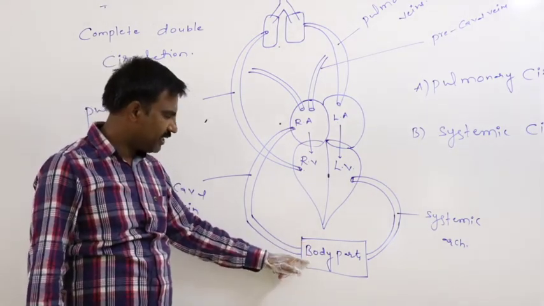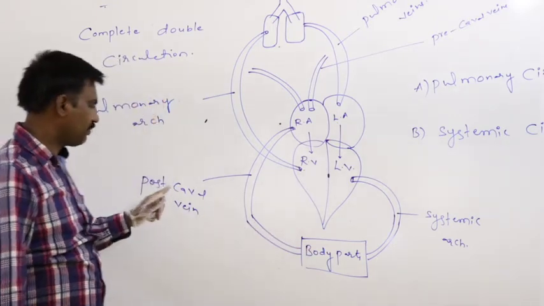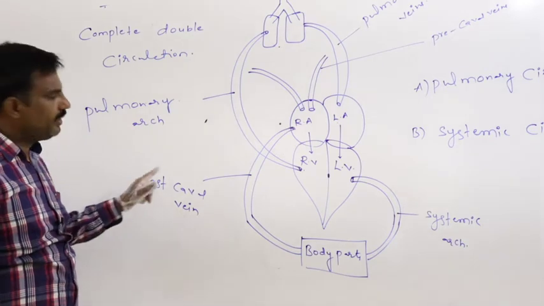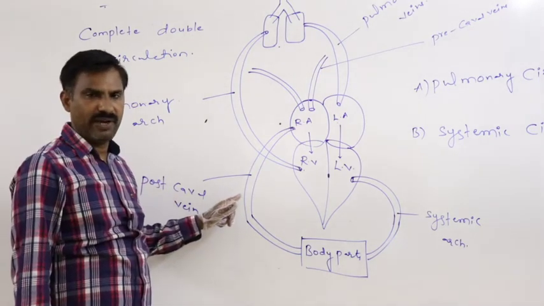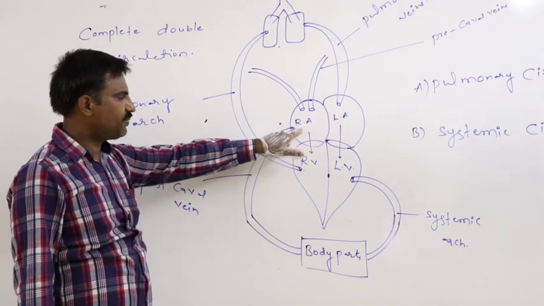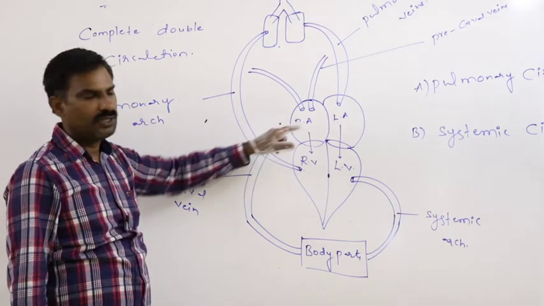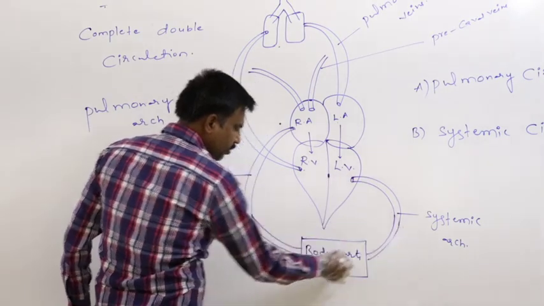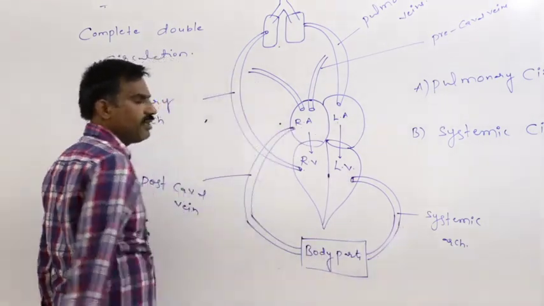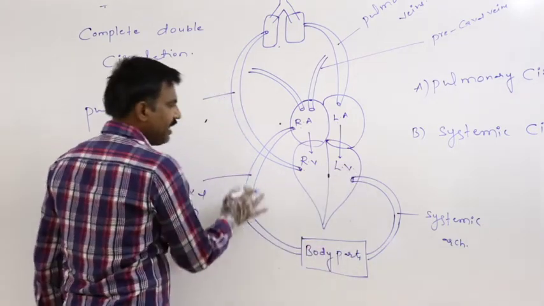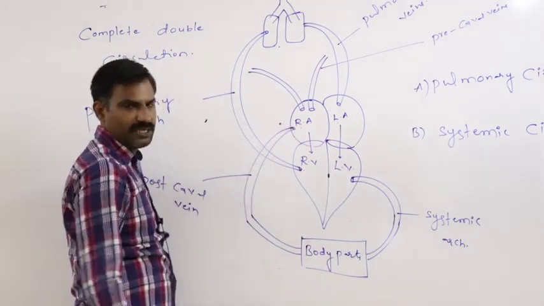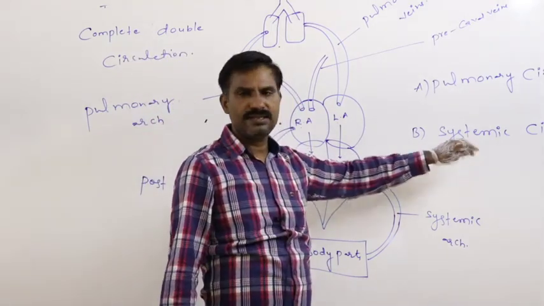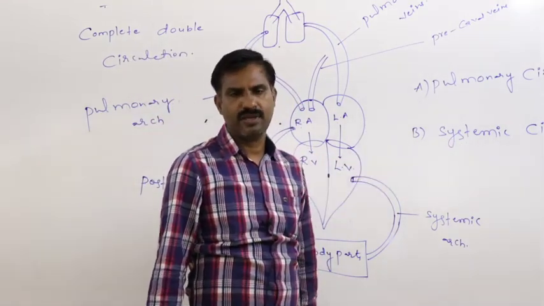That deoxygenated blood is later collected by the post-caval vein and pre-caval veins. Through the caval veins, blood reaches the right atrium. So the circulation of blood from the left ventricle to the right atrium is said to be the systemic circulation.